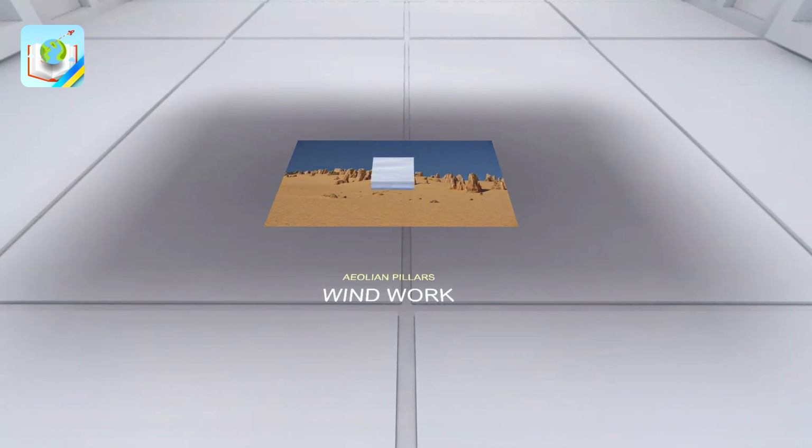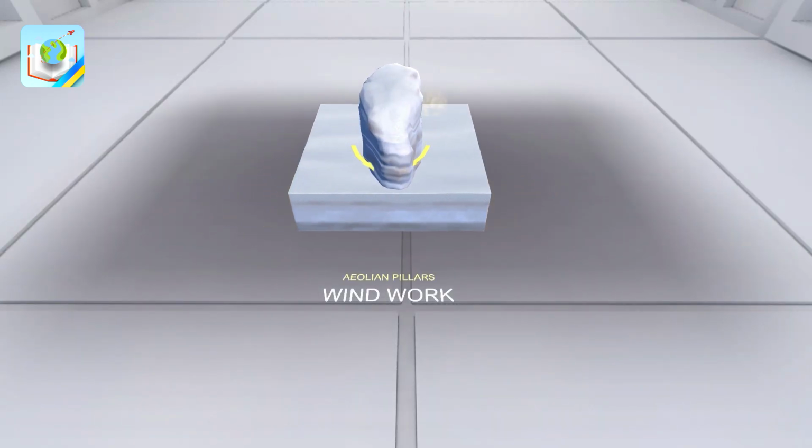Aeolian pillars are tall, thin columns consisting of soft rock of various thicknesses, formed as a result of the work of the wind, which erodes and destroys the rock, and depressions of various shapes are formed during the destruction process.